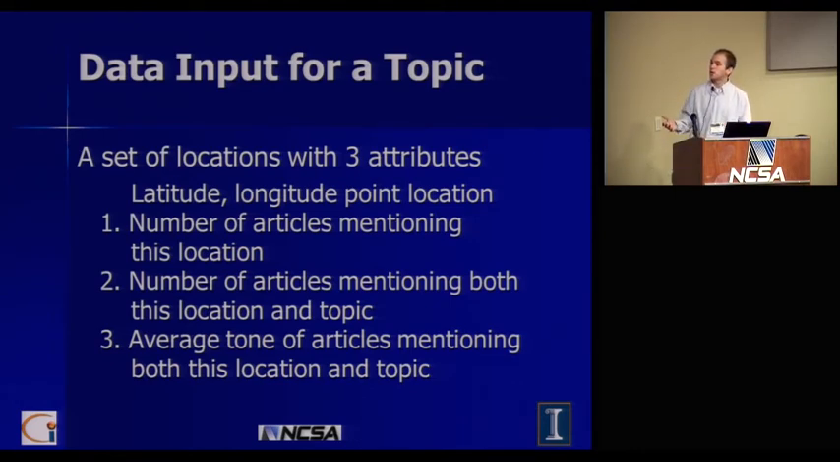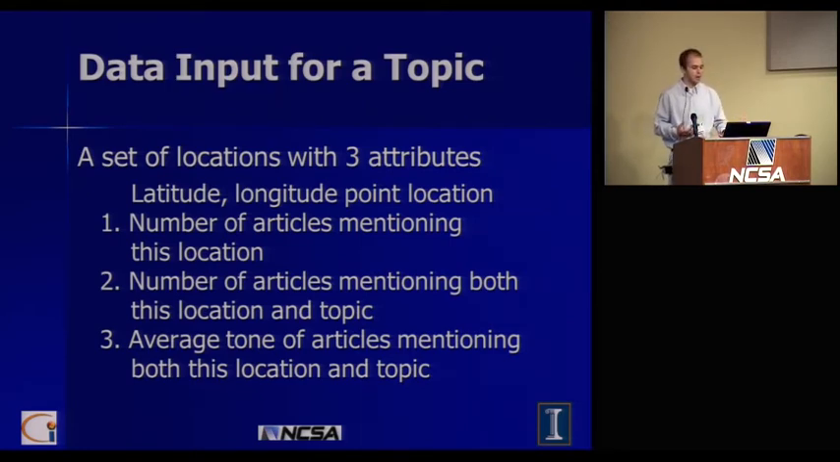The second attribute is the number of articles mentioning both this location and a topic. So the topic could be armed conflict. If you have an article mentioning armed conflict and London, this count goes up. And then we also have the average tone of articles mentioning the location and the topic. So that article mentioning both armed conflict and London, was it generally negative or generally positive?